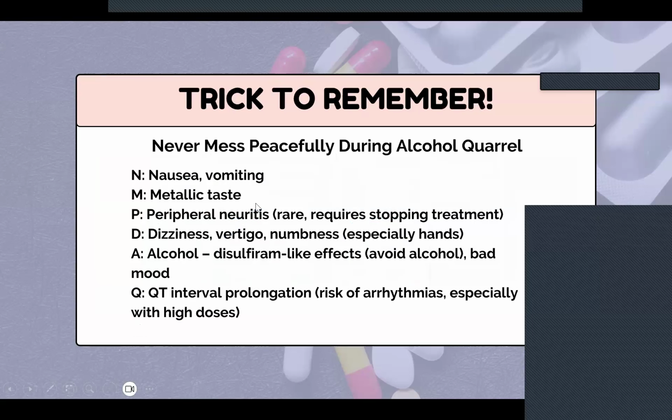So an easy way to remember all the side effects of metronidazole is: never mess peacefully during alcohol quarrel. So N stands for nausea, vomiting, M for metallic taste, P peripheral neuritis, and this is the one which requires stopping treatment. D dizziness, vertigo, A alcohol disulfiram-like effects. So you should avoid alcohol if you're taking this medication. Remember that, that is important. And Q, QT interval prolongation. Now, let's move on to the next question.